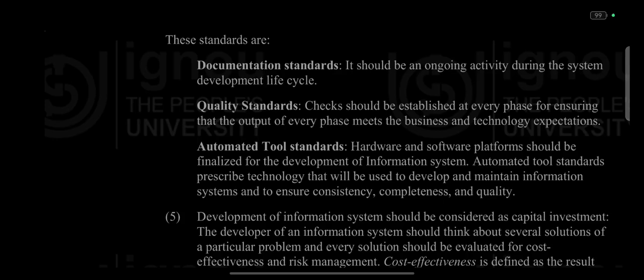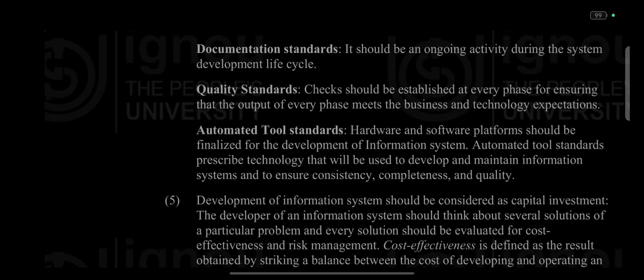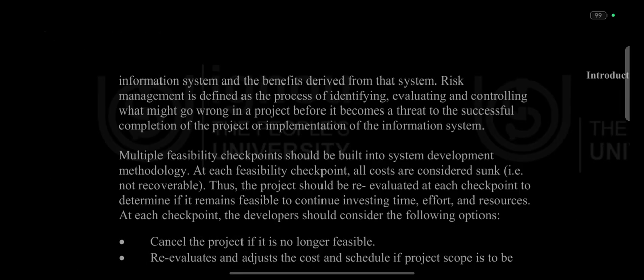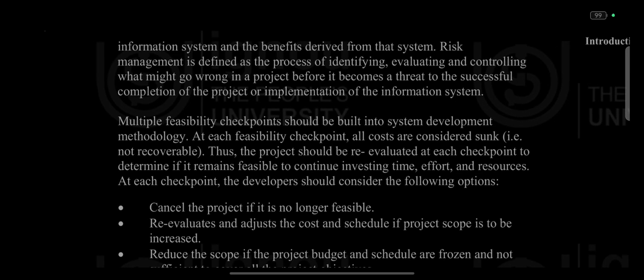Automated tool standards: prescribed technology will be used to develop and maintain information systems and to ensure consistency, completeness, and quality. Development of information systems should be considered as capital investment. The developer of an information system should think about several solutions of a particular problem, and every solution should be evaluated for cost effectiveness and risk management. Cost effectiveness is defined as the result obtained by striking a balance between the cost of developing and operating an information system and the benefits derived from the system.